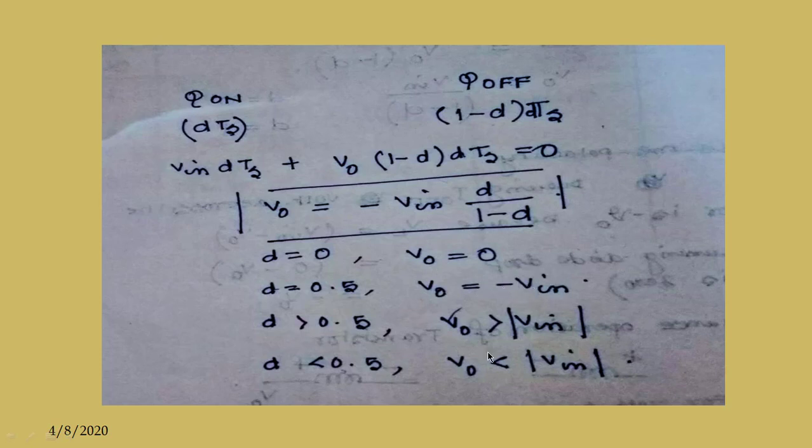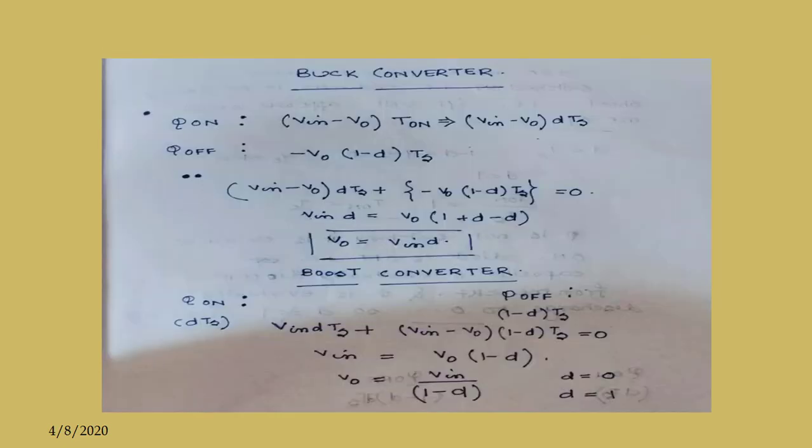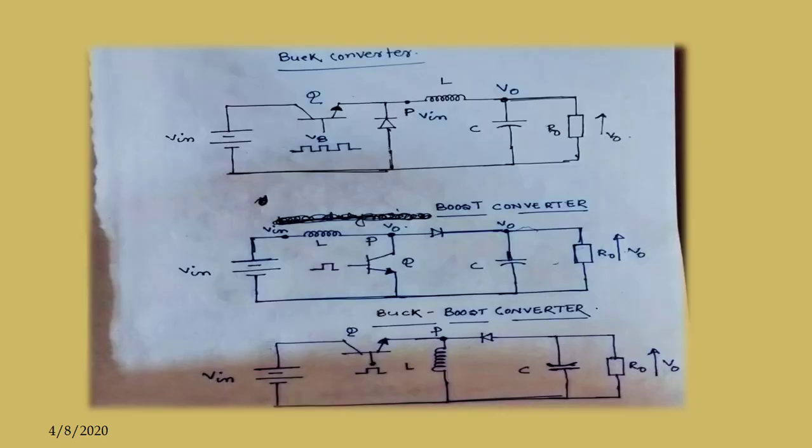and when d is greater than 0.5, the magnitude of V0 is greater than the input value, that is the boost operation, and when it is less than 0.5, if I put the value here, we can see it is the buck operation. So that is all about the basic input output relationship of all three converters, that is buck converter, boost converter, and buck boost converter.